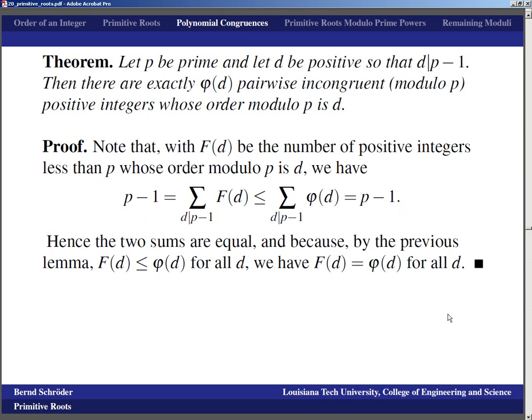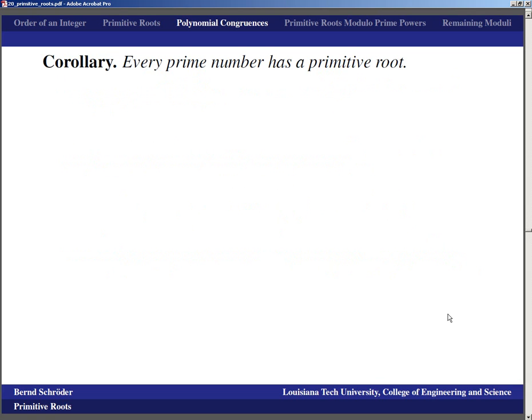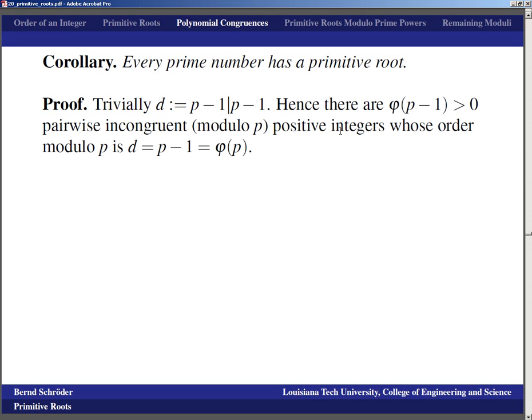As a corollary, every prime number has a primitive root, the result that I wanted to tell you and that I wanted to use earlier on, but now we actually have a proof. And that is, well, trivially, d equals p minus 1 divides p minus 1, and that means there are phi of p minus 1, greater than 0, pairwise incongruent modulo p positive integers whose order modulo p is d equals p minus 1 equals phi of p, and those are primitive roots, of course, by definition.